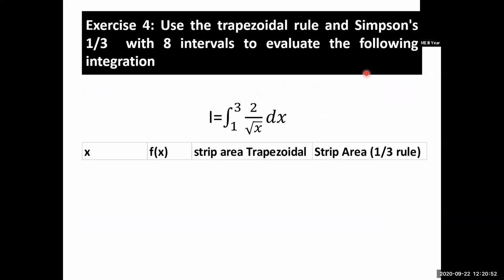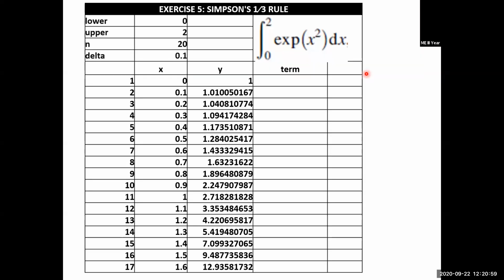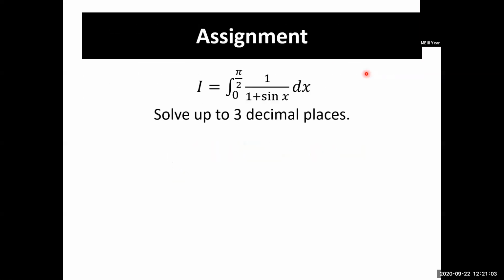After that, we will discuss some examples, and various examples are there. After that, we will discuss the assignment. So these are the things we have to learn in today's class. The first is the trapezoidal method, and the second is the Simpson's one-third rule method. Okay, so now we'll go to our sheet.